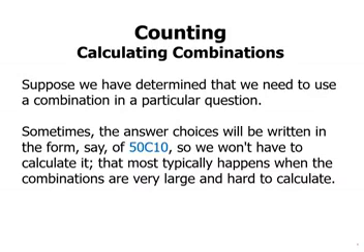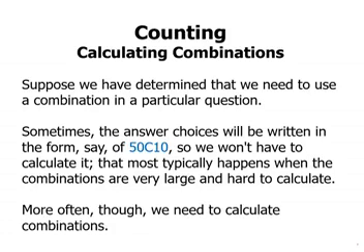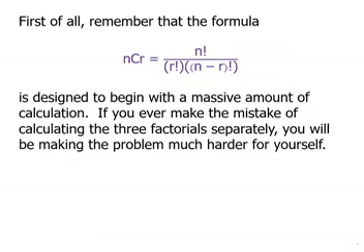Now I'll say that sometimes answer choices will be written in the form of, say, 5 choose 10. So we won't actually have to do the calculation, and that typically happens most when the combinations are very, very large. The test will just list answer choices in that form, something choose something, and we don't have to do any calculations. We simply have to recognize. More often, though, we do need to calculate combinations.